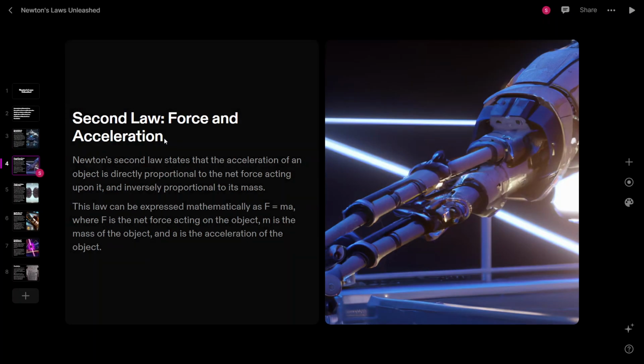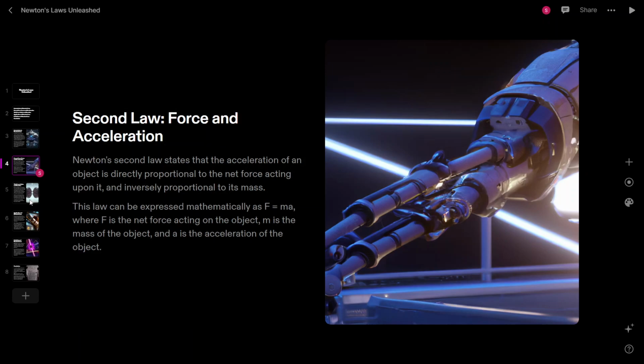Next, the second law is force and acceleration. What is the relation between force and acceleration? Newton's second law states that the acceleration of an object is directly proportional to the net force acting upon it, and inversely proportional to its mass. This law is expressed mathematically as F = ma, where F is the force acting on the object, m is the mass of the object, and a is the acceleration of the object. So this is the second law of motion.